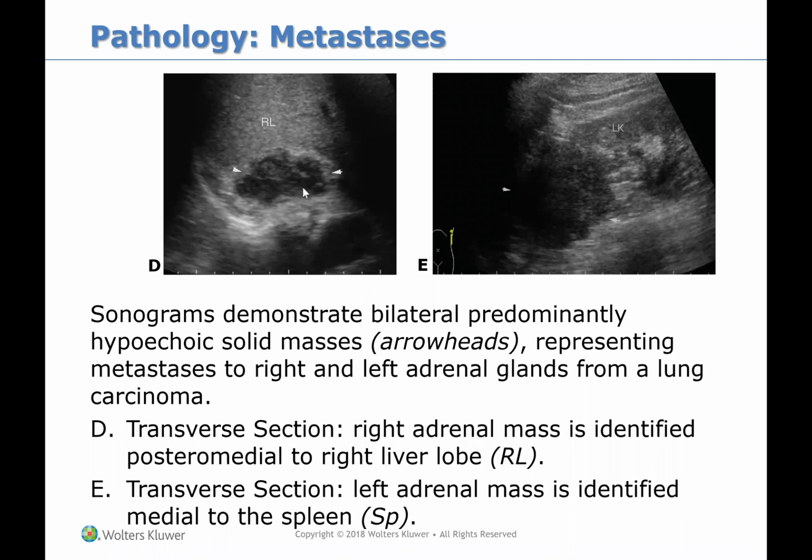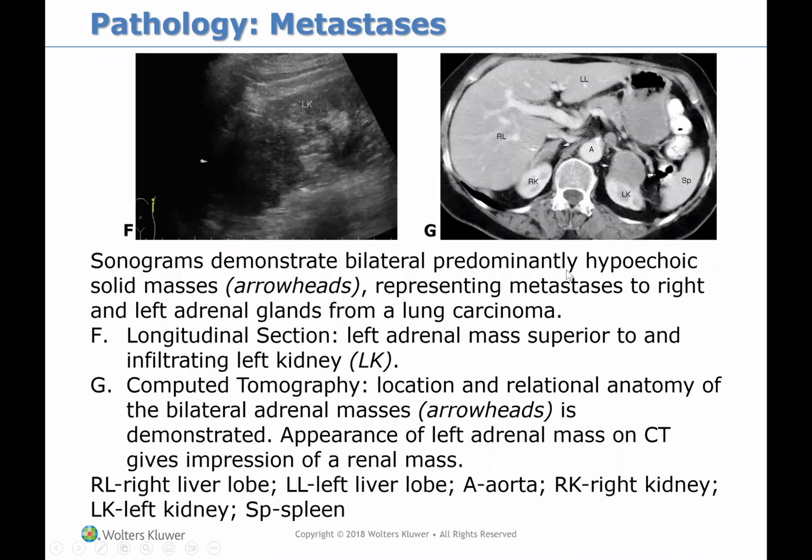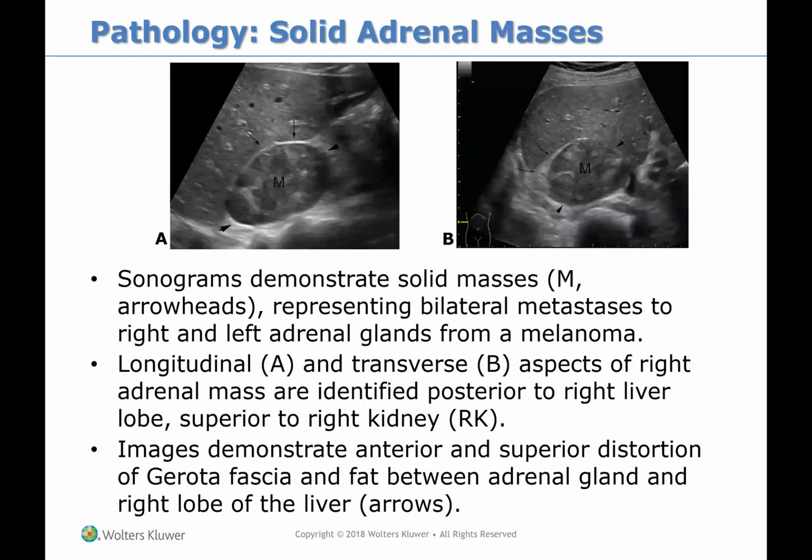Here is a sonogram demonstrating bilateral predominantly hypoechoic solid masses, which are the arrows. This is from a lung carcinoma. Here's another nasty looking mass. It almost looks like a kidney in a weird way, right? But not quite.